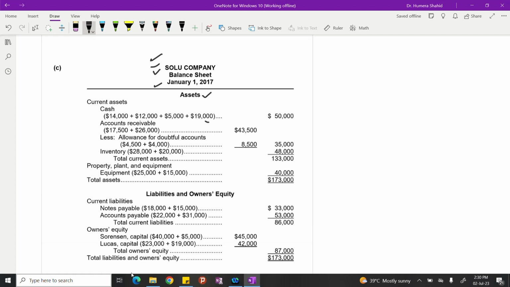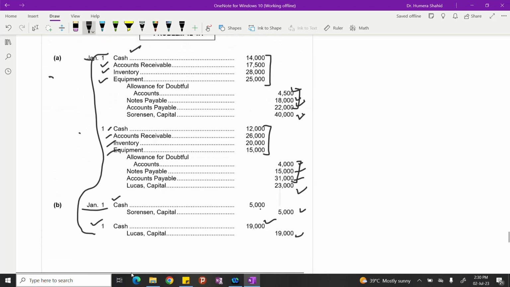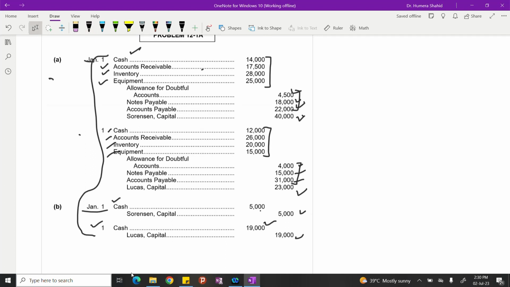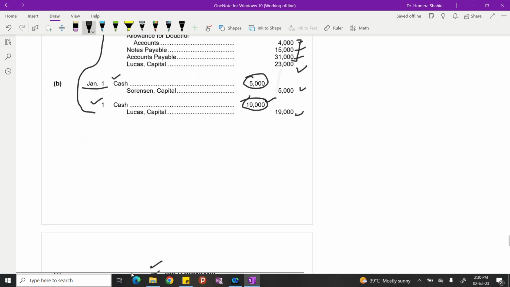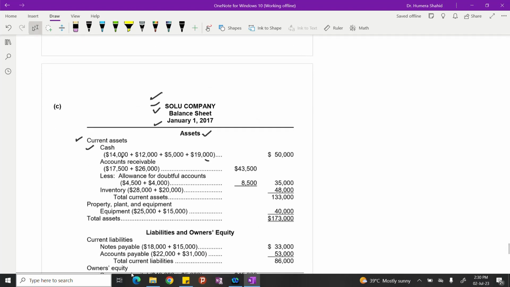Firstly, we'll be mentioning assets, and under assets we'll mention current assets first. Let's record cash, the first current asset. Check the journal entries. The first journal entry has given the cash of 14,000. The second entry gave the cash of 12,000. The third brought 5,000 and 19,000. Add all these four values. Can you see here? I did this over here. I added, and 50,000 is the cash for the business.